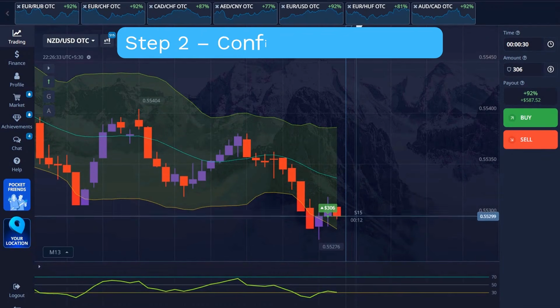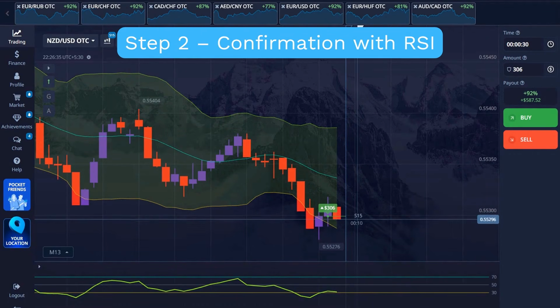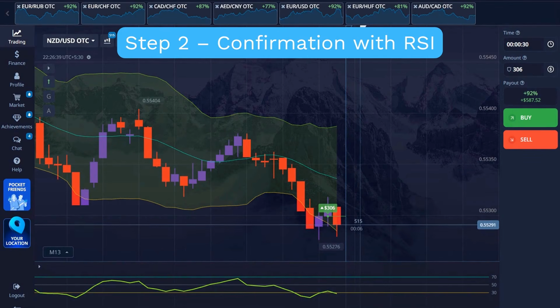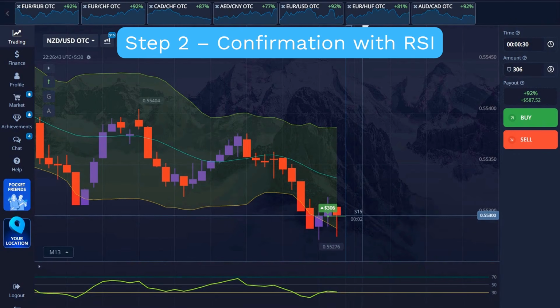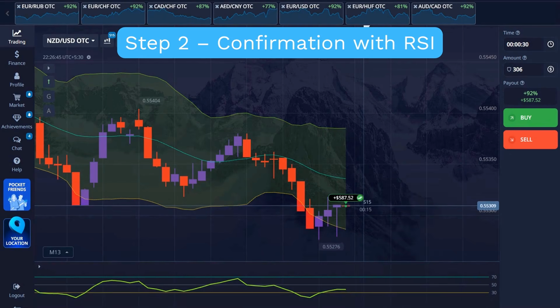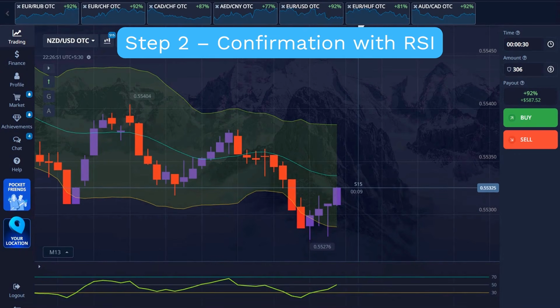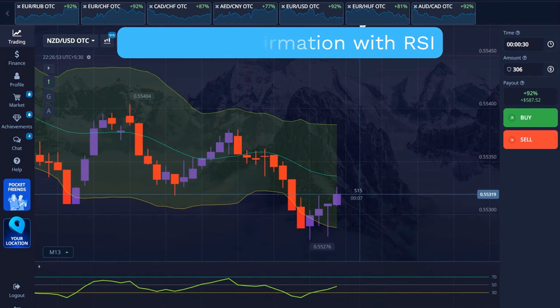Step 2. Confirmation with RSI. Now check the RSI. If RSI is below 30, it means the market is oversold. Look for a buy trade. If RSI is above 70, it means the market is overbought. Look for a sell trade. If RSI is between 40 and 60, it means the market is neutral, so it's better to skip the trade.